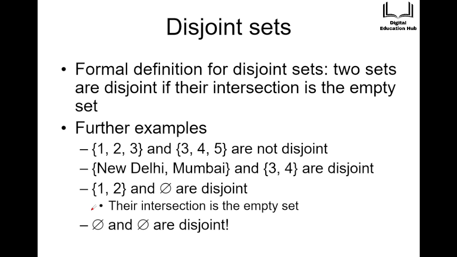The intersection of null and null would result in a disjoint set only because nothing is common between them. No elements are present, and because of that it will be a disjoint set.